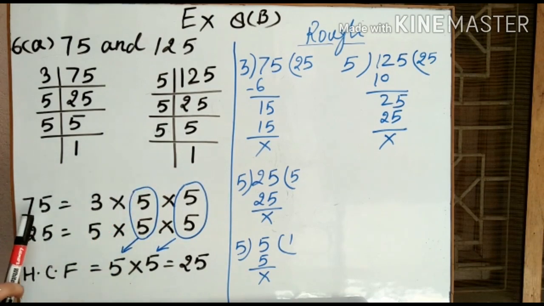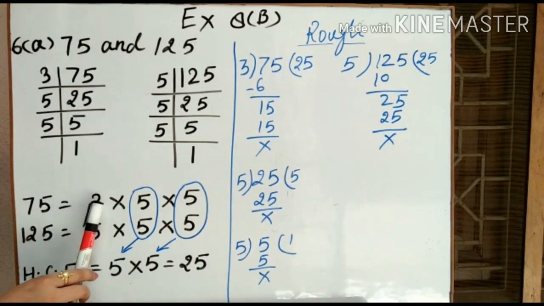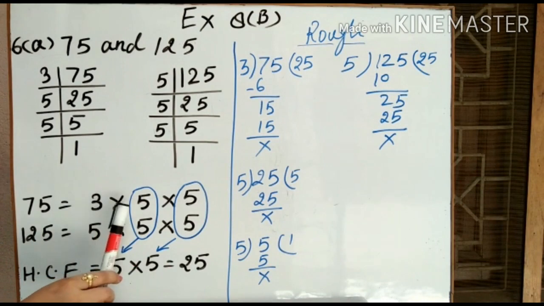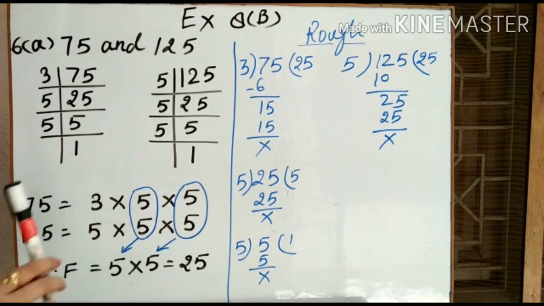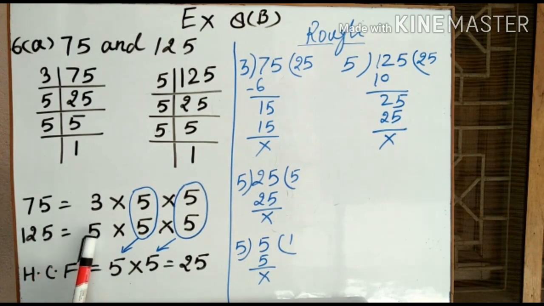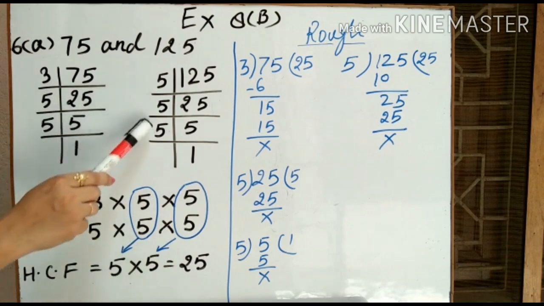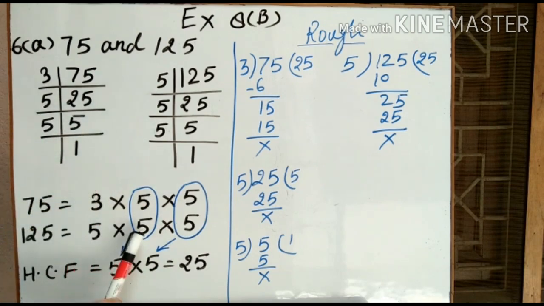Now we will write the factors of each number. 75 is equal to 3 into 5 into 5. 3 5s are 15 and 15 5s are 75. Similarly, the factors of 125 are 5 into 5 into 5. 5 5s are 25 and 25 5s are 125. Now we have to find the HCF. What is HCF? Highest common factor.